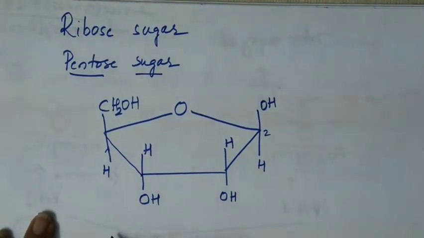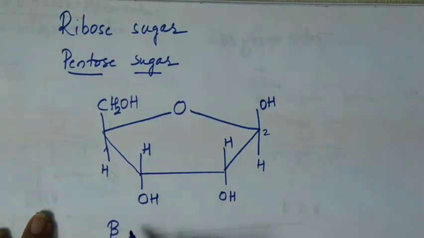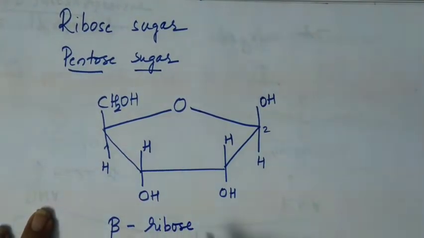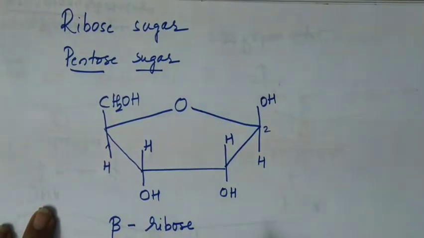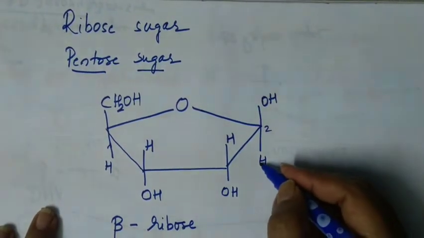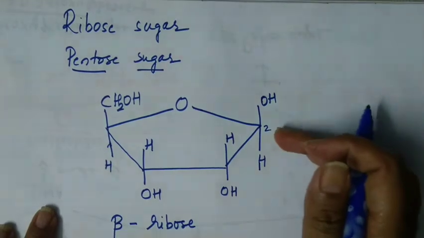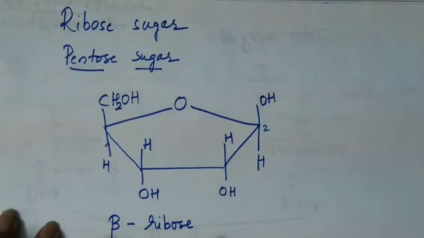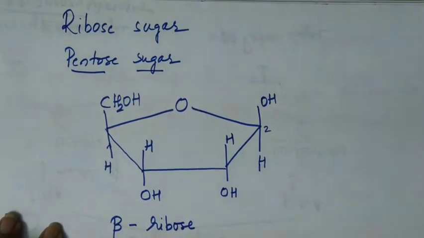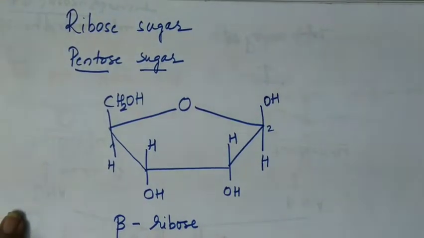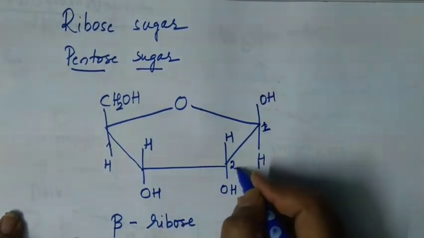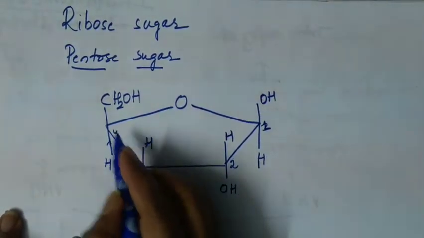So this is beta ribose. I have not shown you how to write alpha because it is not necessary. If you want to write alpha ribose, this should be inverted. OH should come down. So directly I have written beta ribose sugar. It is a pentose sugar. So we'll just count and see. This is carbon number 1, 2, 3, 4 and 5.